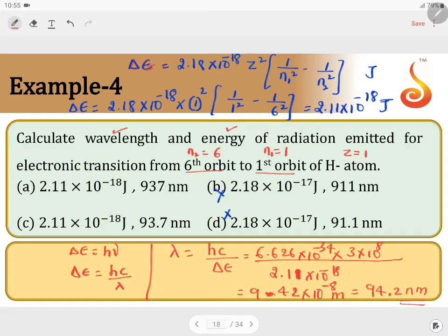So this is close to option C. 93.7 is nothing but 94. Since I have taken all the decimals into consideration, we are getting 94.2. Simple.